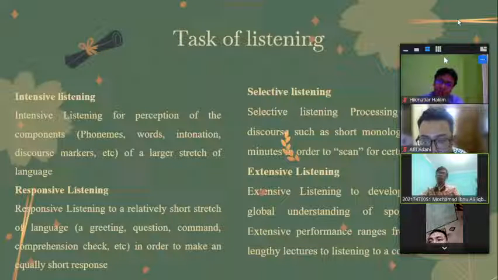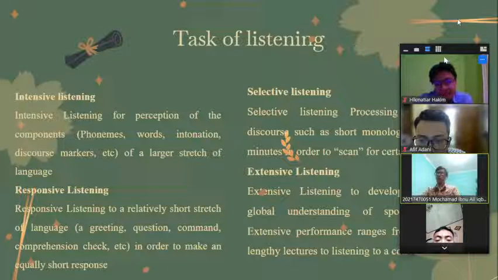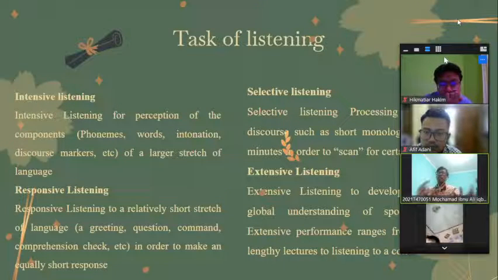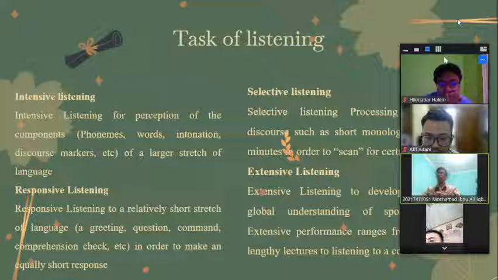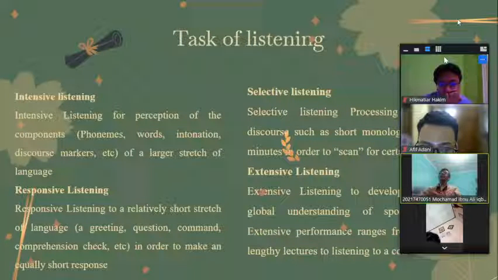Next, selective listening. In selective listening, that means processing threads of discourse such as a short monologue for several minutes in order to scan for certain information. Lastly, extensive listening is to develop a top-down, global understanding of the spoken language. Extensive performance runs from listening to a lengthy lecture to listening to a conversation.